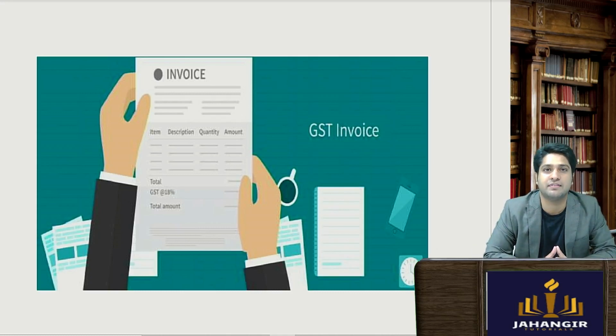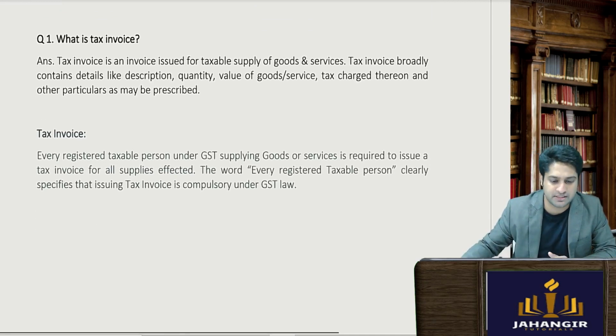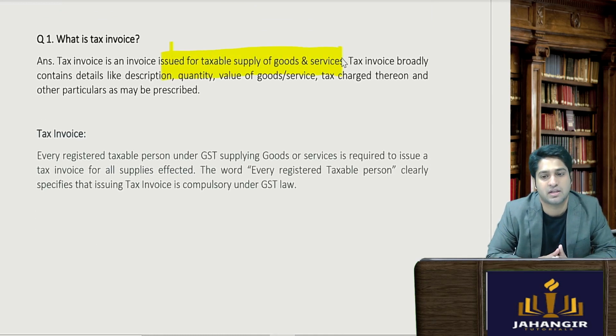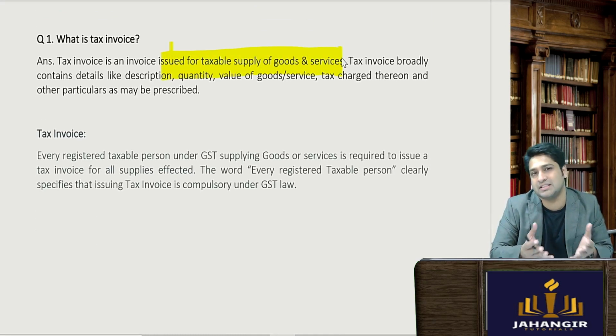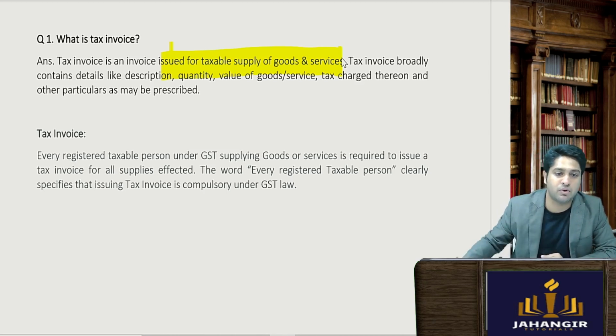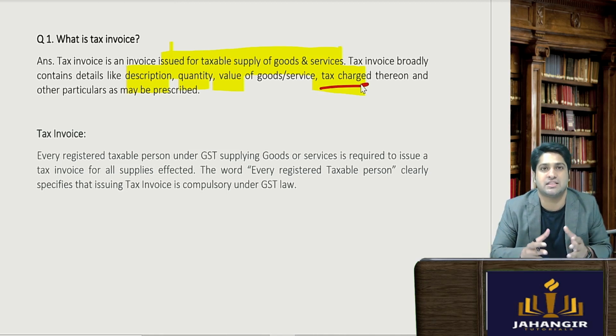Hi, we'll be starting with a very simple topic called a tax invoice. Now, a GST or tax invoice is basically issued when there is a sale of taxable goods and services. As an invoice, we know whenever goods or services are sold to us, an invoice copy is made. That invoice copy will contain the description of the goods, the quantity, the value of goods, the tax charged thereon, etc. So that could be called a GST invoice.